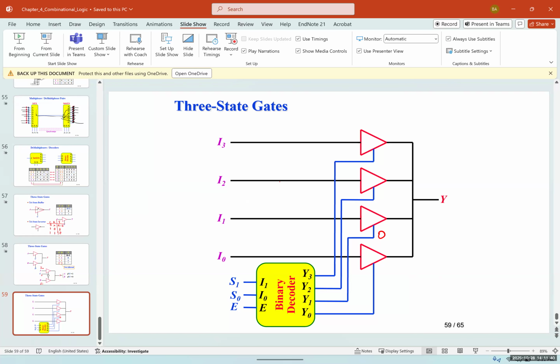And we can do the same thing to create an 8-to-1 multiplexer and so on. For that, we need a 3x8 decoder. That's it for the combinational logic circuits. In the next class, we're going to start sequential logic circuits.